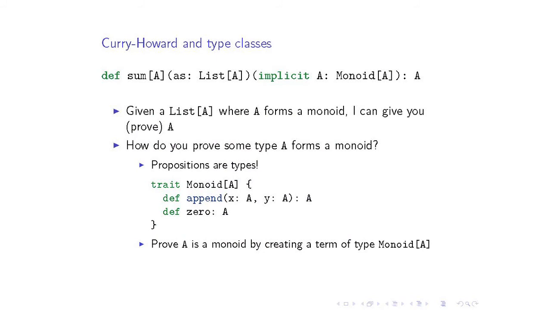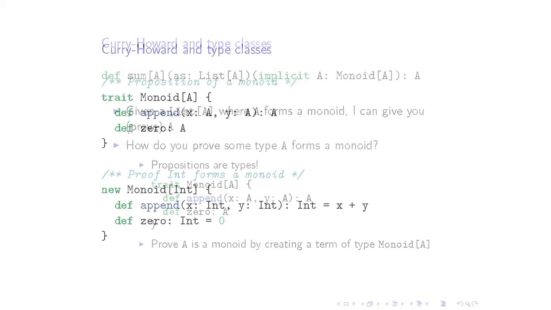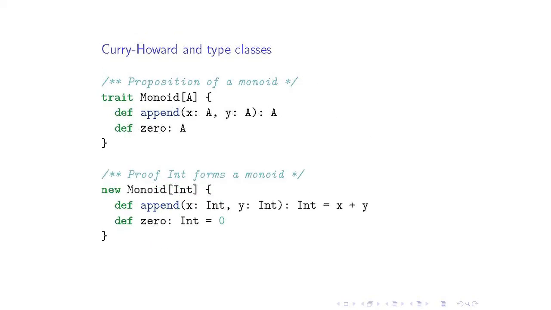Now, how do you prove that something A forms a monoid? What does it mean for A to form a monoid? Well, to propose a notion of a monoid, we're essentially saying we have a type monoid that has an append and a zero method. And to prove A is a monoid is to create a term of type monoid of A, right? So in a case where we want to prove that integer forms a monoid, we create a monoid of int.